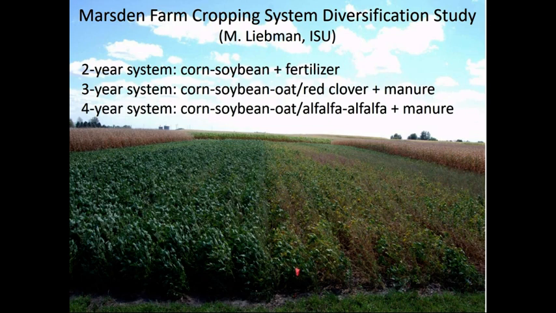So there's 3 crop rotations, and then also the management of the fertility is different. So in the 2-year rotation, they apply synthetic fertilizers, typical of what growers do. In the 2 longer rotations, they apply manure, composted manure, and they supplement with synthetic fertilizers as needed. So they're whole systems, not just the individual factors there.